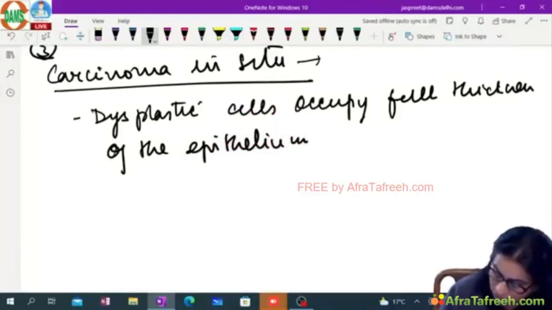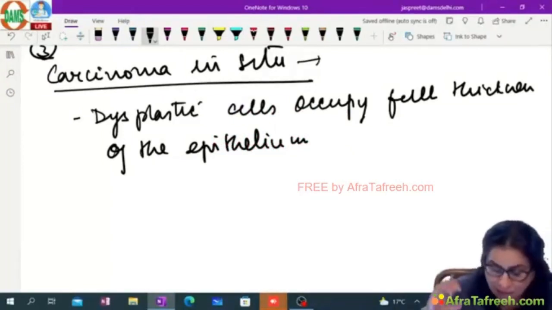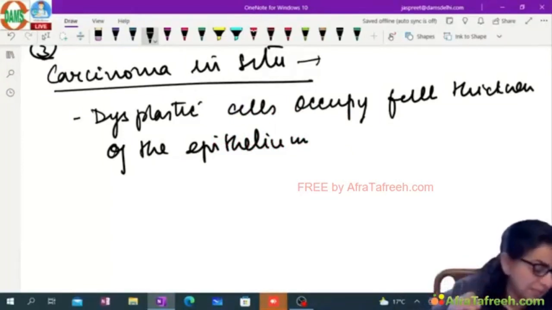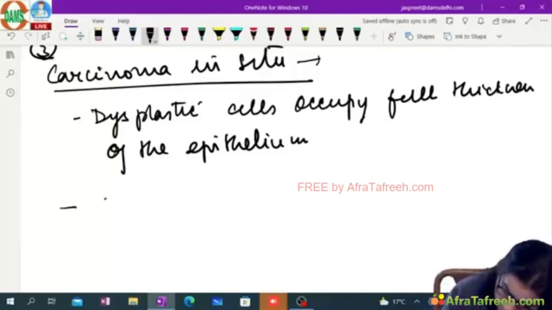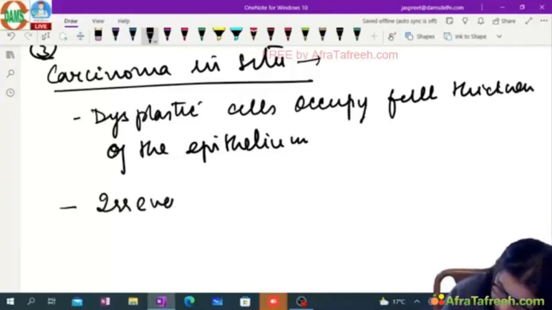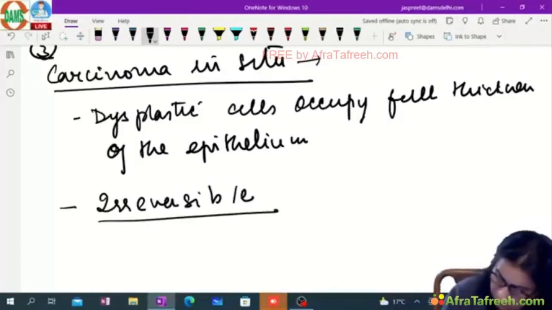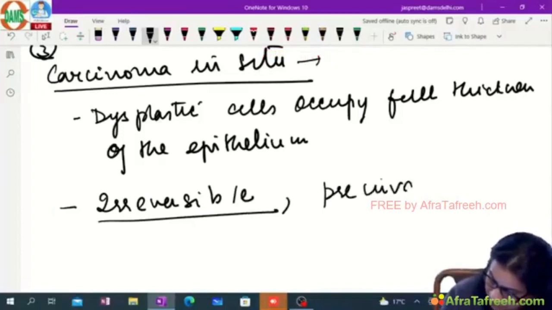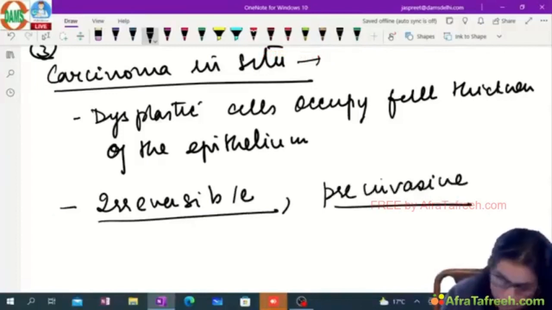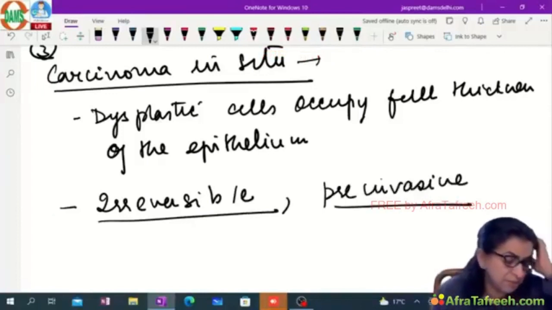So dysplastic cells occupy the full thickness of the epithelium, but the basement membrane is intact. Now carcinoma in situ is irreversible. Once it develops, it is irreversible. So it is irreversible and it is pre-invasive.